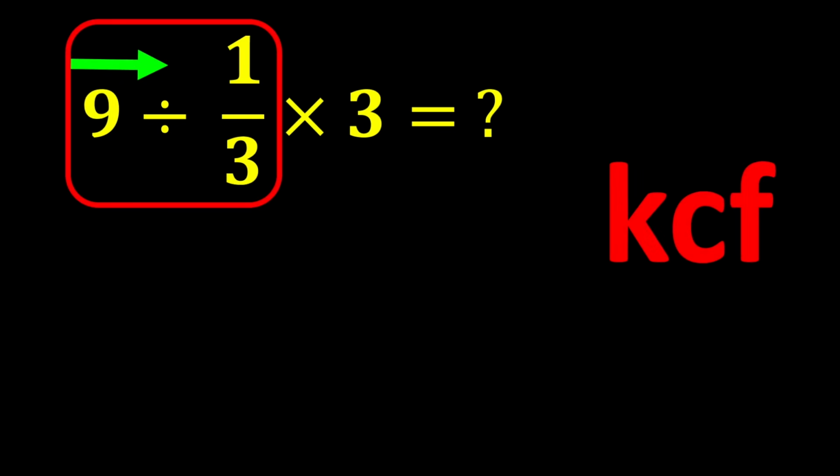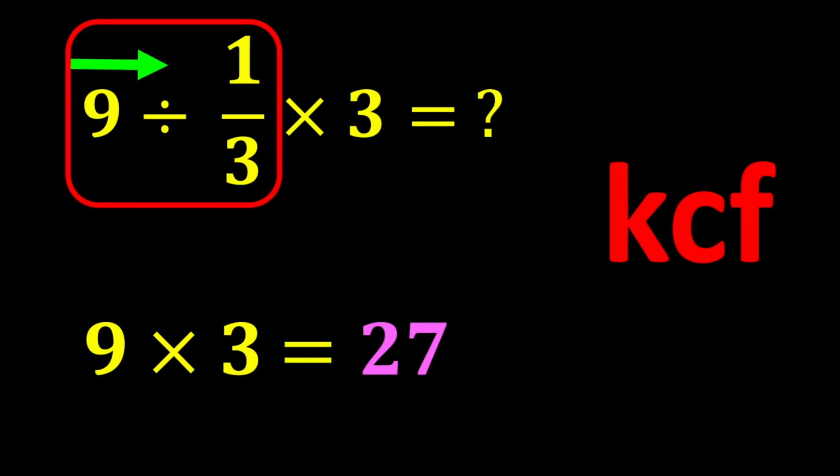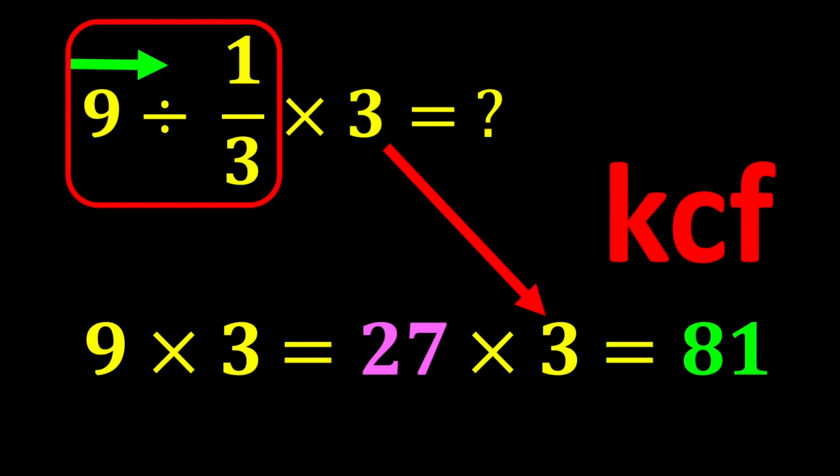To solve this part, we use the KCF rule. K stands for keep, C stands for change, and F stands for flip. The KCF rule is a simple rule for dividing fractions. According to this rule, we keep the first number as it is, change the division sign to multiplication, and flip the second number. According to the KCF rule, we keep 9 as it is, division changes to multiplication, and we flip 1 over 3. 9 multiplied by 3 gives us 27. In the end, we must calculate 27 multiplied by 3, which gives us the final answer of 81.